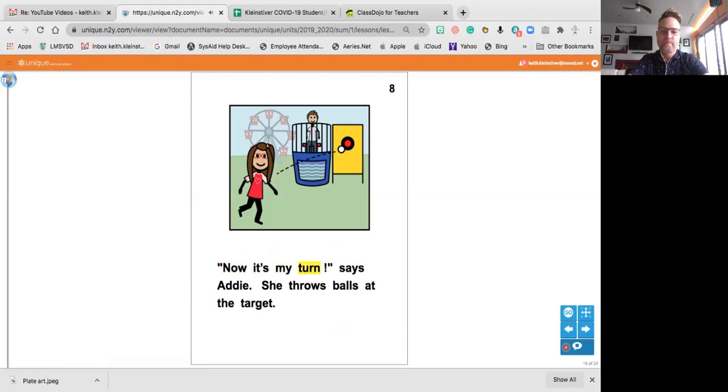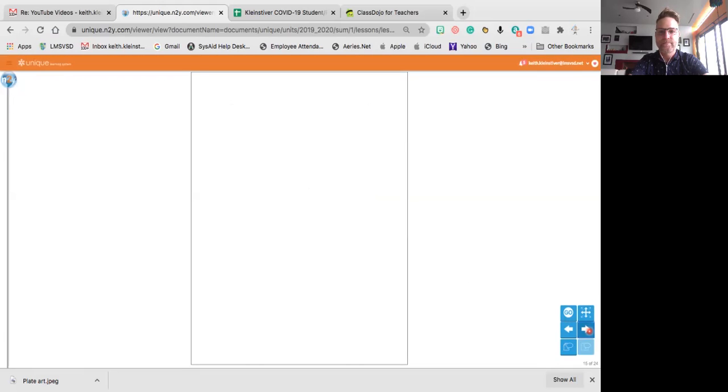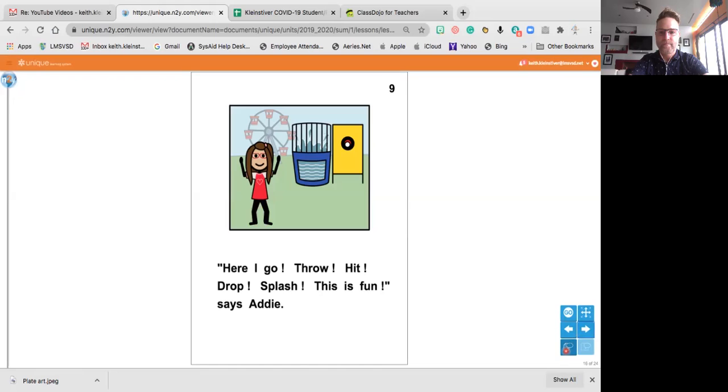Now it's my turn, says Addie. She throws balls at the target. Oh, she got her turn and she has to throw what? Look at a ball at the target. She's trying to dunk this. If she hits the target, this guy falls into the water. Here I go. Throw, hit, drop, splash. This is fun, says Addie.